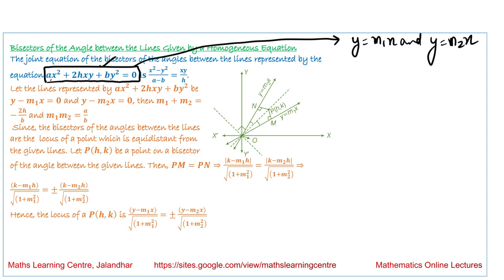We have to calculate the angle bisector. The condition we have over here is m1 plus m2 is equal to minus 2h by b, and m1 into m2 is equal to a by b.